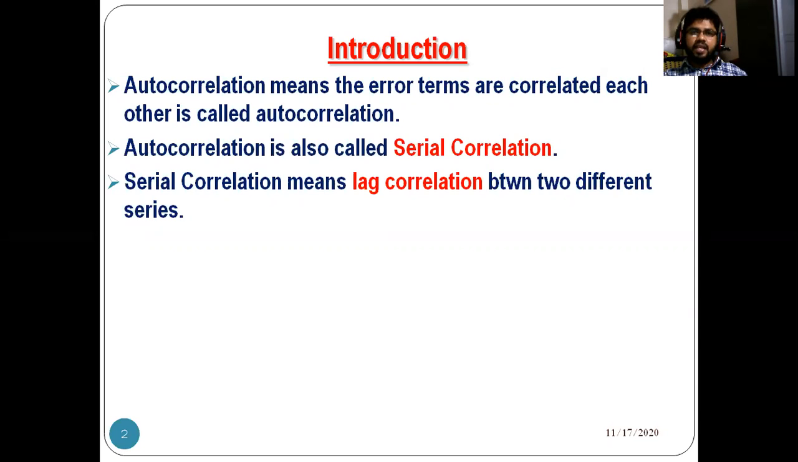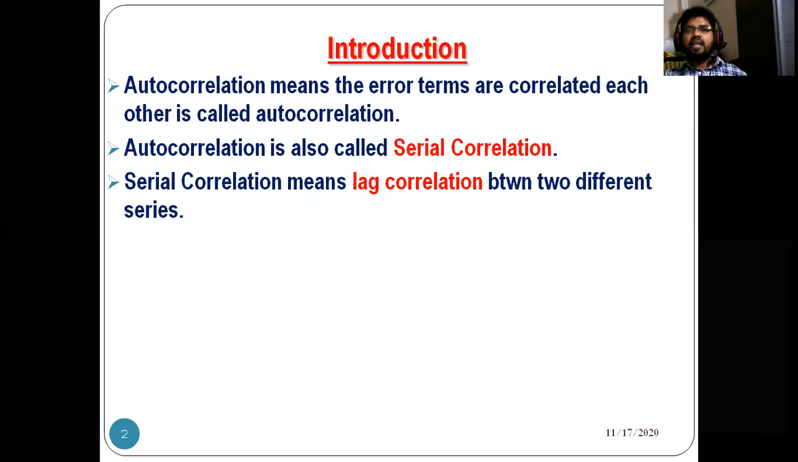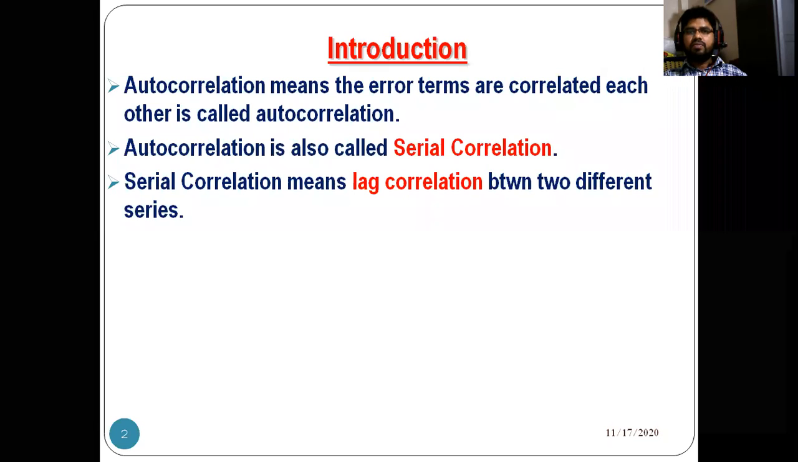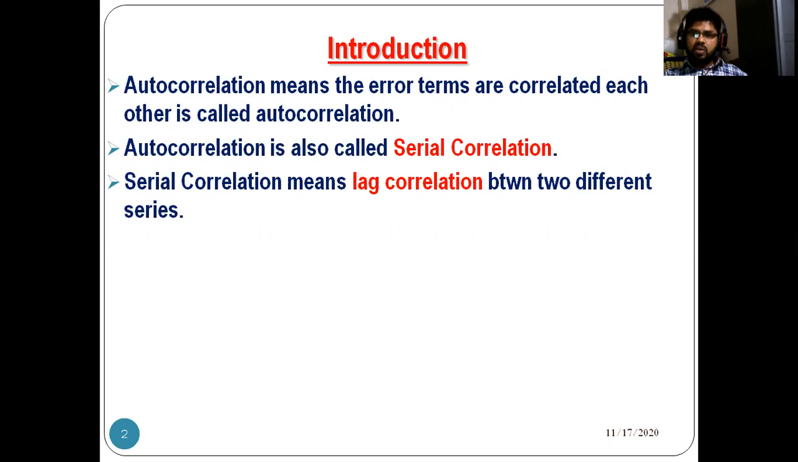If the present year error is correlated with its previous year error, that is called lag. For example, present year and last year, so the lag is 1 year. So the present year error is correlated with its preceding year or successive error. It is called autocorrelation. Serial correlation is the same: lag correlation between the two different series.